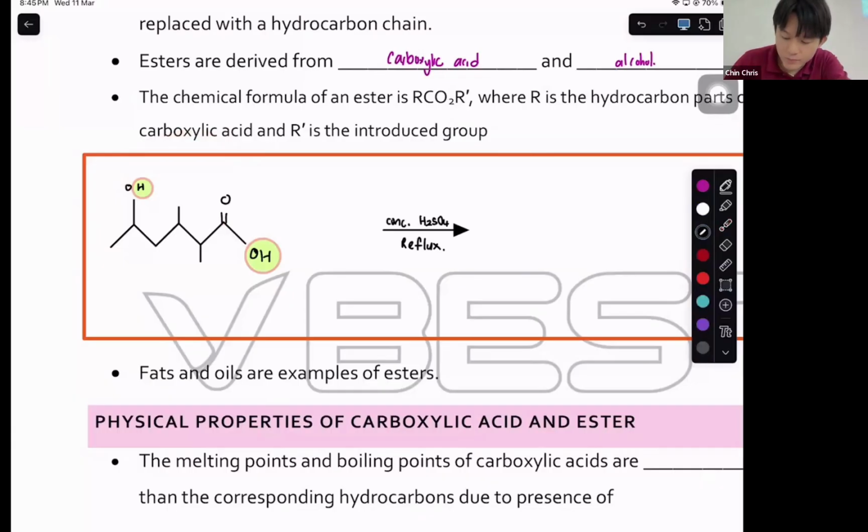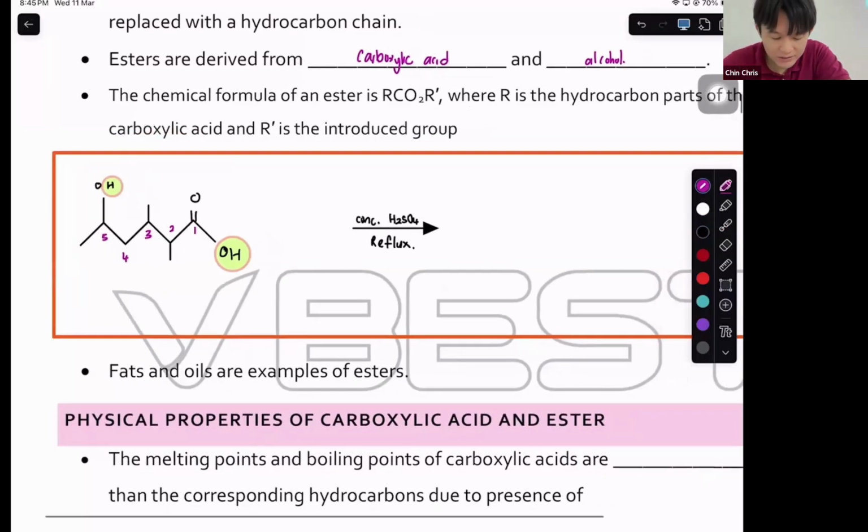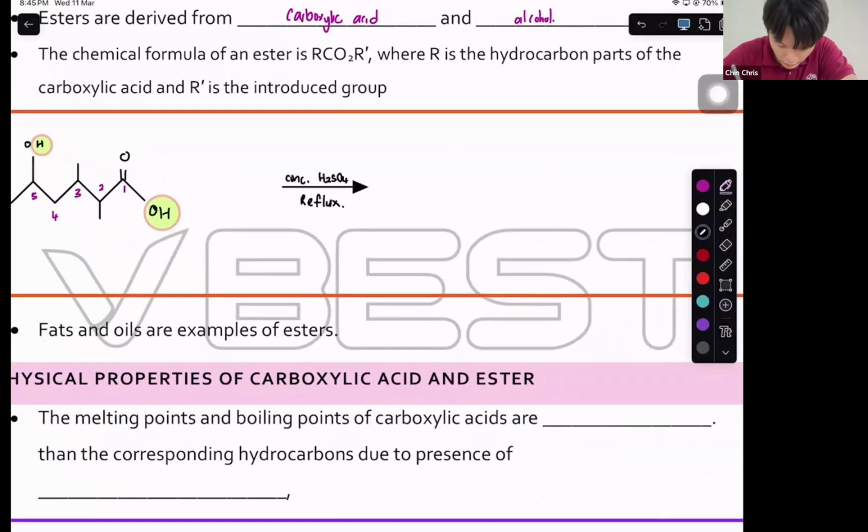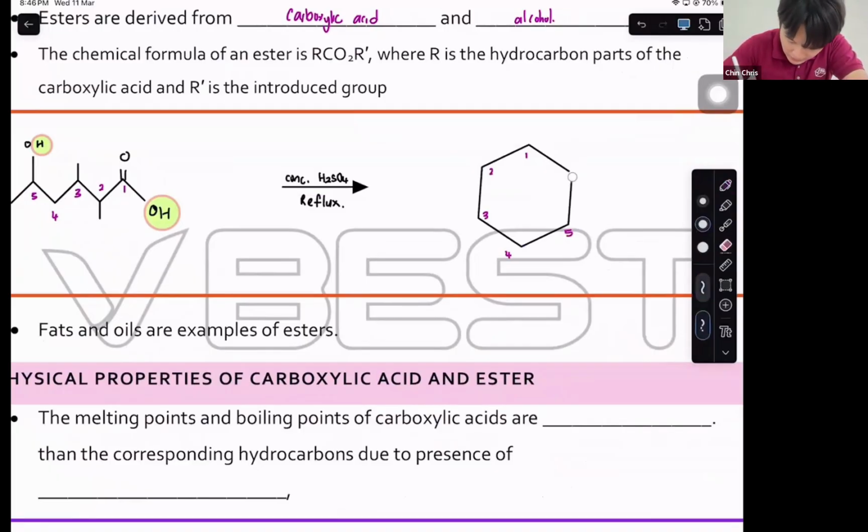So guys, basically, if you're not so sure, you can put numbers. Okay, so I'm going to start from my carbon number 1. You see, carbon number 1, 2, 3, 4, 5, 6. Carbon number 1, carbon number 2, carbon number 3, carbon number 4, carbon number 5. Okay, I will split this.